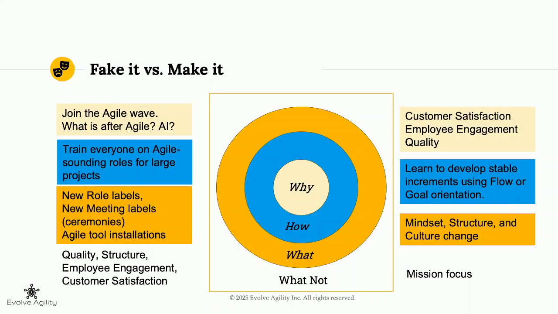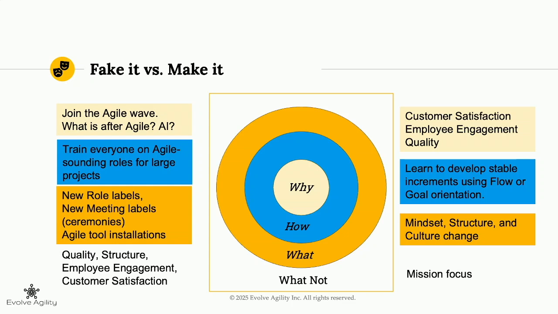Here's the difference between faking it and making it. If you're faking it, you're going to join the Agile wave. Most likely the conversation will be around, is AI the next wave? Because I need to catch on to the next wave, you know, because this wave's already done. Let's train everybody on Agile-sounding names and roles and titles so we can keep the structure exactly the same. And then the product quality remains the same, the customer satisfaction remains the same or worsens, and the employee engagement remains the same or gets worse.